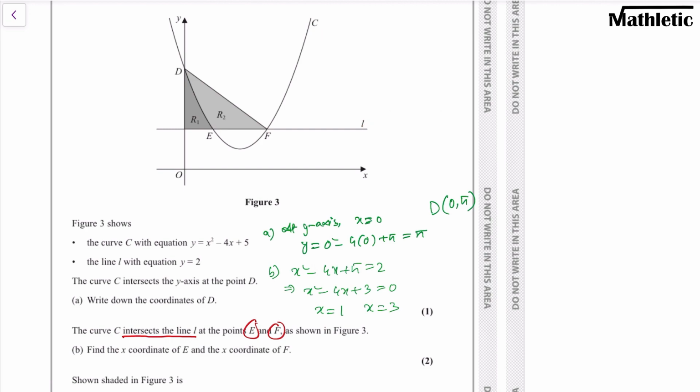So the x coordinate here is 1, the x coordinate here is 3. And the line is y equals 2, so this is where y equals 2, and D is where y equals 5. Okay, next.